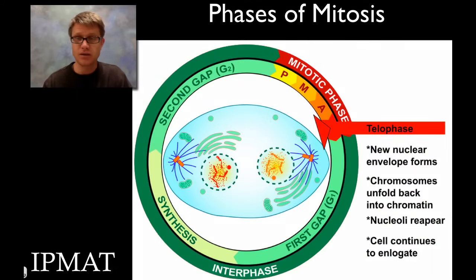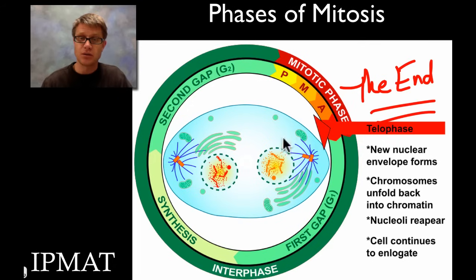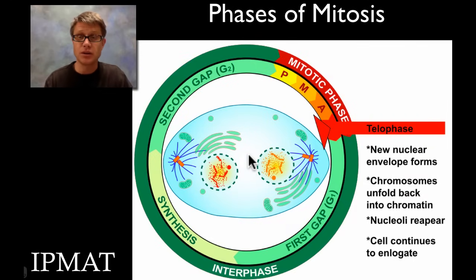telophase. Telophase, I always think the T stands for the end, and so we're getting close to the end. Now a new nuclear envelope is starting to form around each of those. They're starting to unfold from that characteristic chromosome shape, and they're starting to form chromatin. We start to get the nucleoli showing up, and the cells continue to get bigger. You can see here that we've undergone mitosis. In other words, the nucleus has divided.